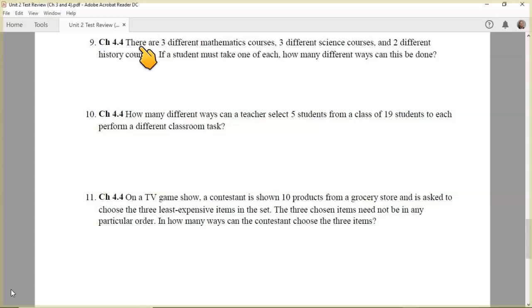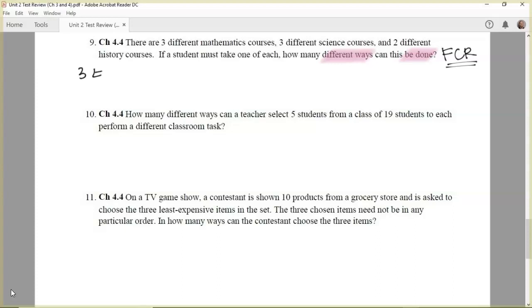So for number 9, it says there are 3 different mathematics courses, 3 different science courses, and 2 different history courses. If a student must take one of each, how many different ways can this be done? You can either make a tree diagram here. That would work perfectly if you felt the necessity to do so. But instead, we can do this with the fundamental counting rule. We can use the fundamental counting rule with problems like this, or with problems that we think are a permutation. Those are the 2 things we can use a fundamental counting rule for.